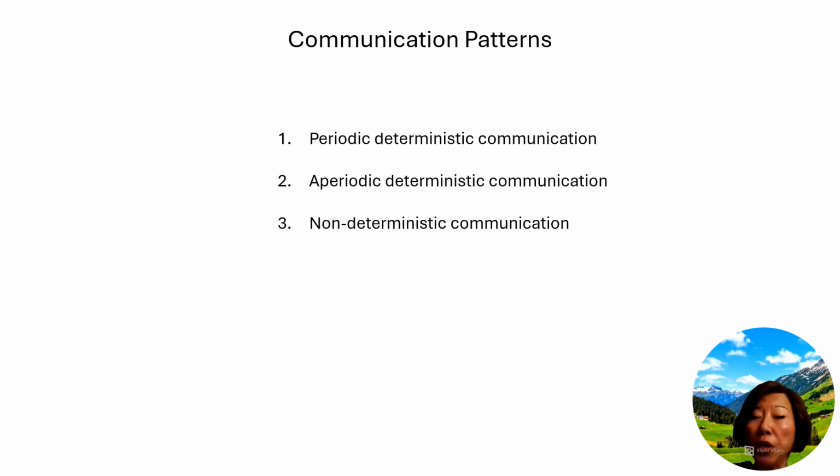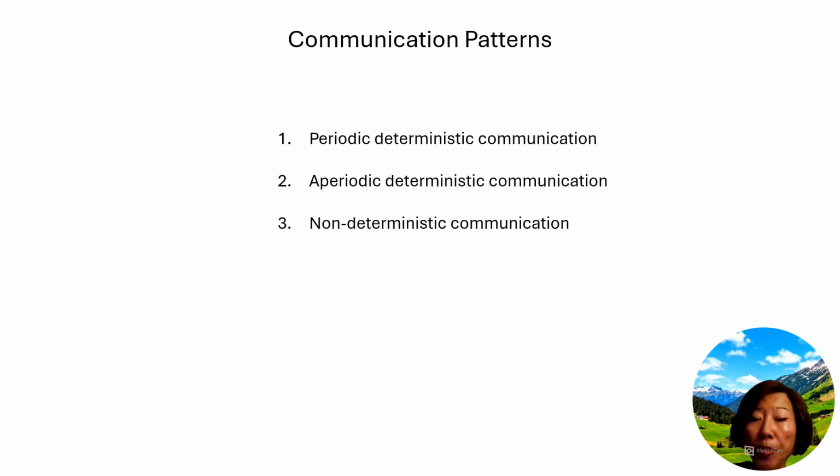Aperiodic deterministic communication is often used for event-driven control, such as emergency stops or alarms. When the timing is not regular, the latency requirements are still restricted. Non-deterministic communication might be used for less than critical tasks like data logging or software updates. The 5G system must be able to handle all these patterns simultaneously, often on the same network infrastructure.